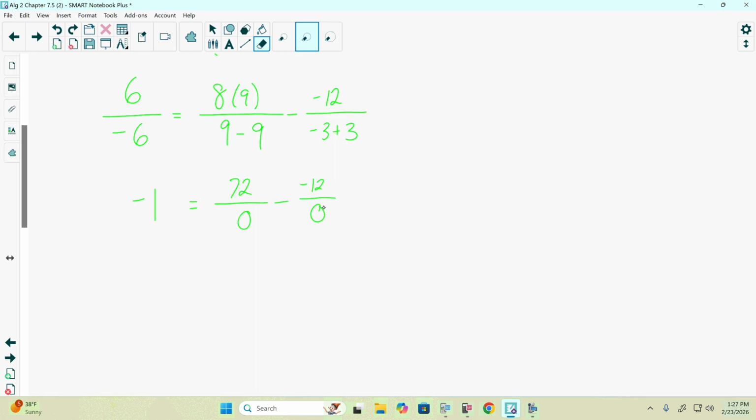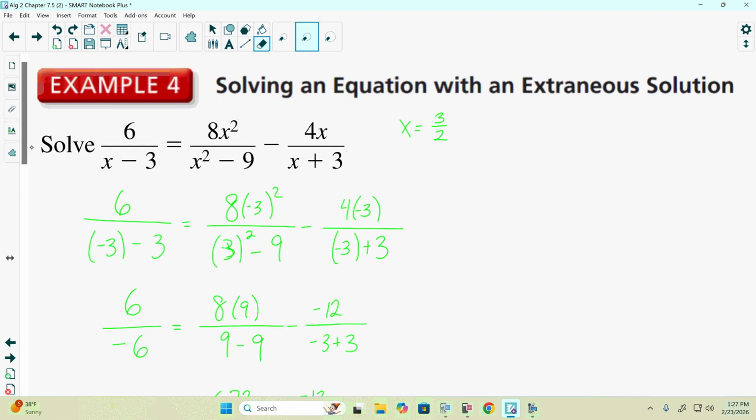We have two divisions of 0. We cannot divide by 0. So this does not work, telling us that our only solution for this here is 3/2. Now our solution of negative 3 is an extraneous solution. It's a solution that works in the process of solving, but does not work in the original problem. Questions on this here? We're going to finish this too.